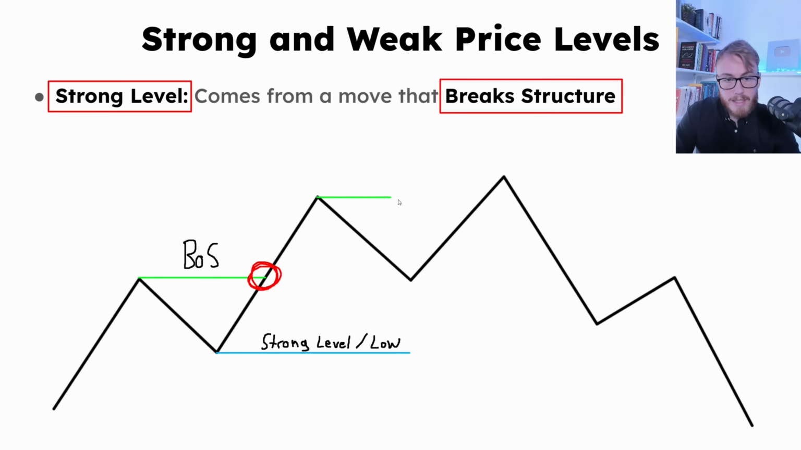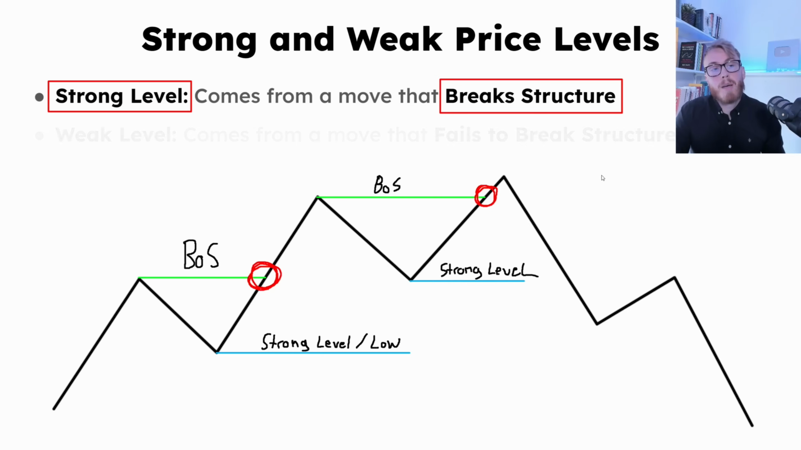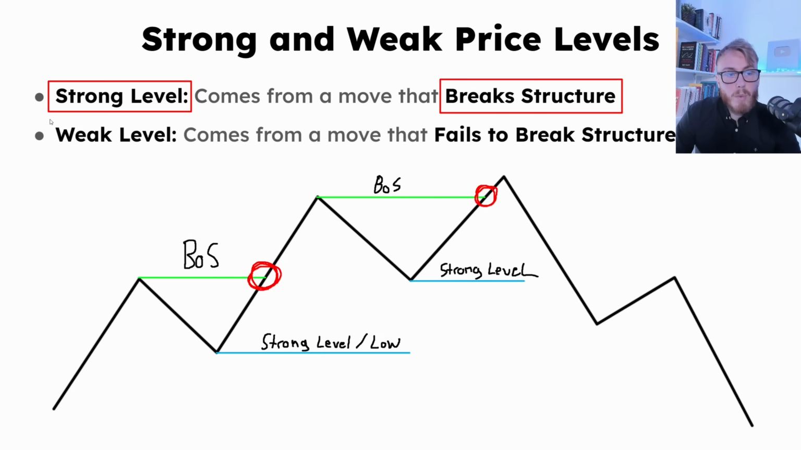Once again, right here, we have another break of structure. The actual break occurred right here. And where did the move that broke structure start? Well, it started right here. So here we have another strong level. But what about the opposite? Well, a weak level comes from a move that fails to break structure.